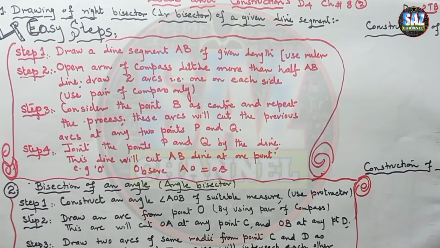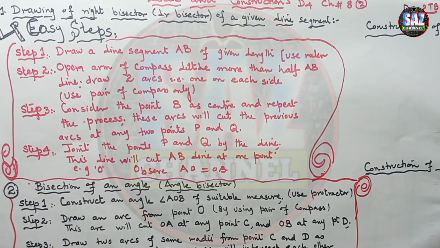This is my second lesson of D4 chapter number 8, exercise 8A, that is about the locus and constructions. This lesson is equally important for D1 students who want to learn how to construct the perpendicular bisector and angle bisector, and PTB class 6, 7 and 8 students. So all of these students can get benefit from this lesson. In this lesson, we will be discussing 4 easy steps of the construction of perpendicular bisector or right bisector and angle bisector. So let's discuss the method one by one.